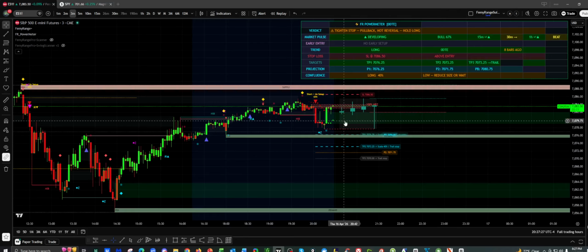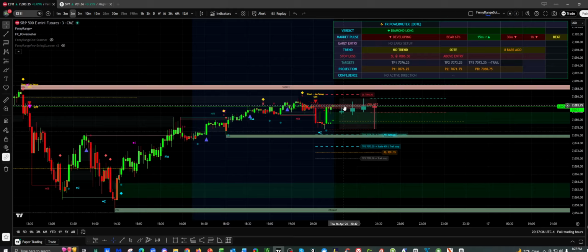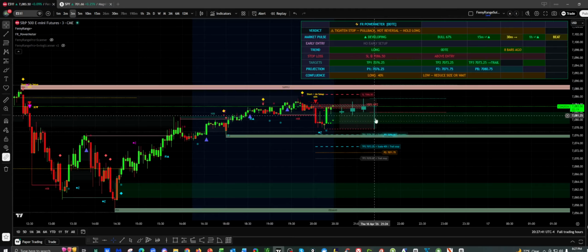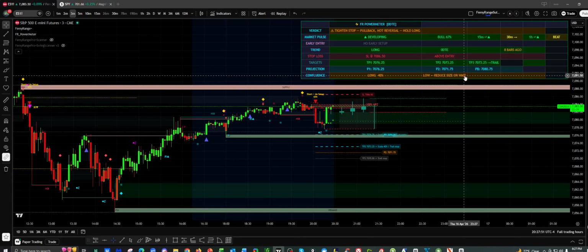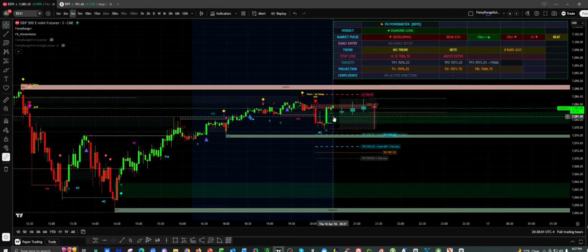So this is where we are. These four candles here represent the 30 minutes. So each of these candles represents 30 minutes. It's configured to just show the last four, which is 30 times 4 is 120. So that's the last 2 hours of price action that you're seeing here. And the confluence right now says 40% low, reduced risk, or wait. So it's telling you if you're going to get into this trade, reduce your size or wait before you get into the trade because it's not clean yet.